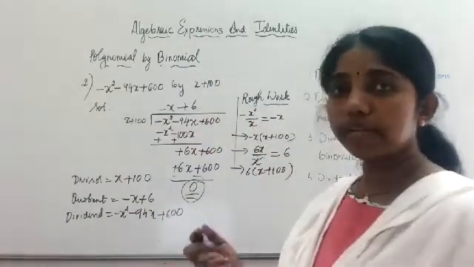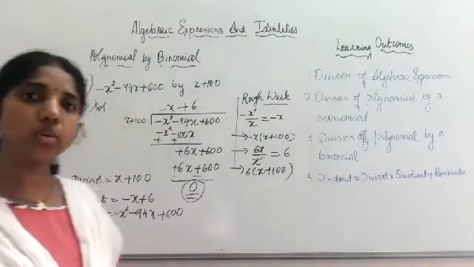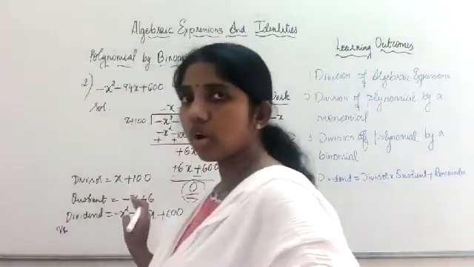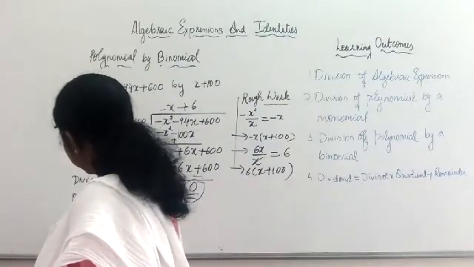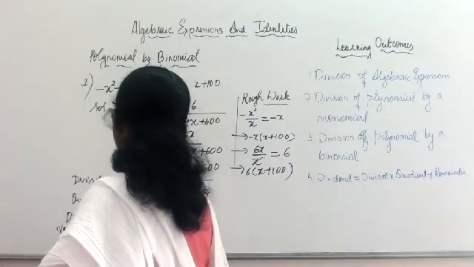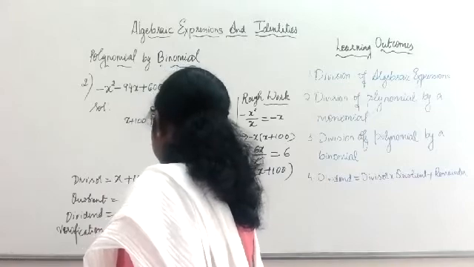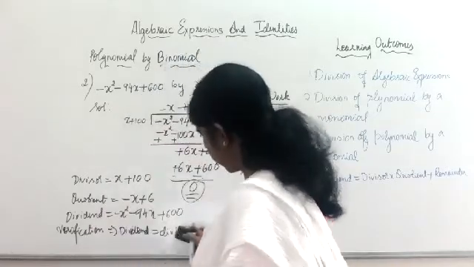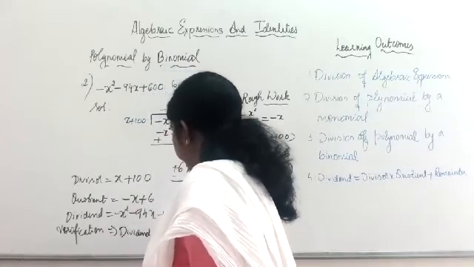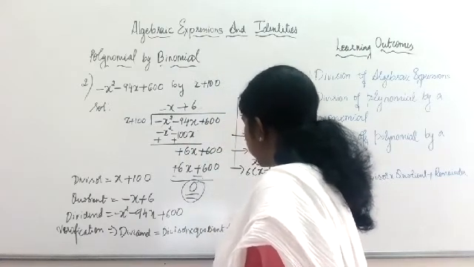So what does our division algorithm state? Dividend is equal to divisor into quotient plus the remainder. So let us verify whether the answer we have got is right or wrong. So how is verification done? Dividend is equal to divisor into quotient plus the remainder.